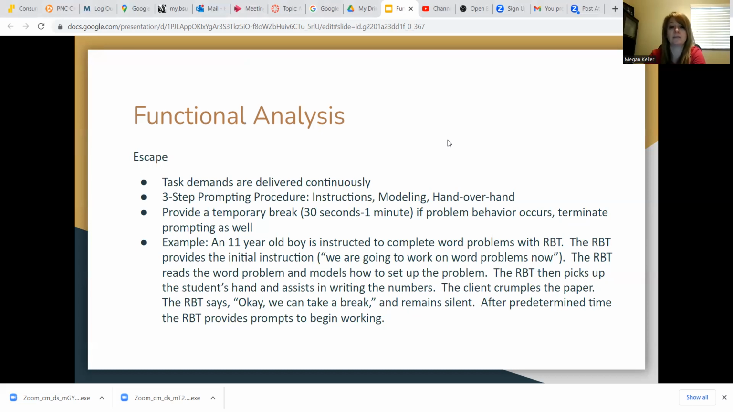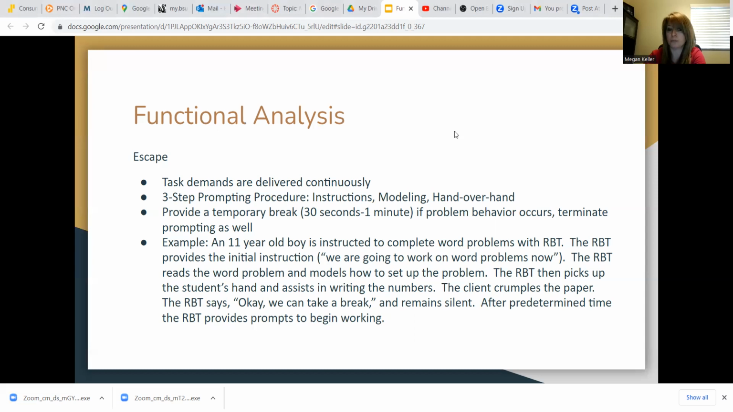An example is an 11-year-old boy who is instructed to complete word problems with the RBT. The RBT provides the initial instruction: "We are going to work on word problems now." The RBT then reads the word problem and models how to set the problem up. Then the RBT will pick up the student's hand and assist them in writing the numbers.